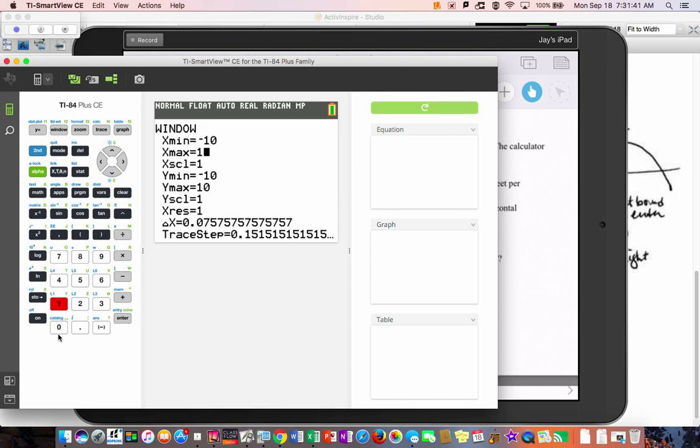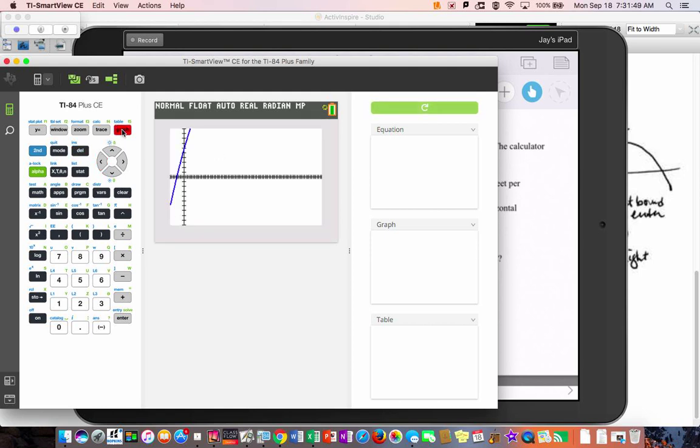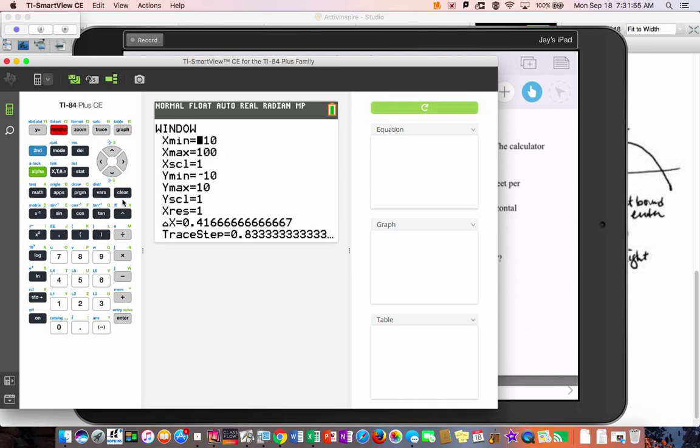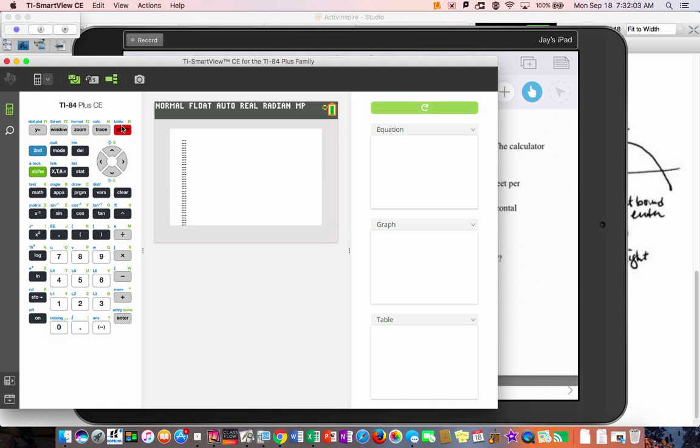Let's do 100 feet down the field, which would be about 30 yards. Okay, so I can see it's coming back down. Now I need to extend my window up a little bit. So, how high do you throw a football? Maybe, let's say 30 feet in the air. Okay, so now I can kind of see the graph.